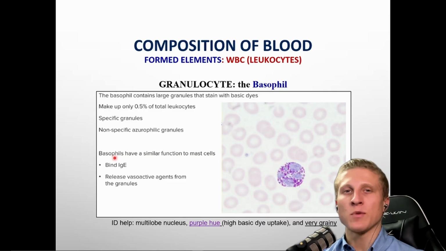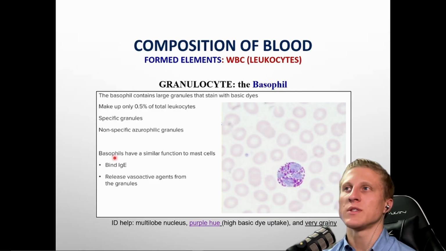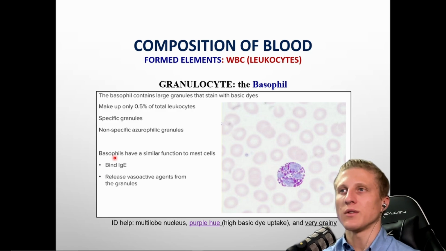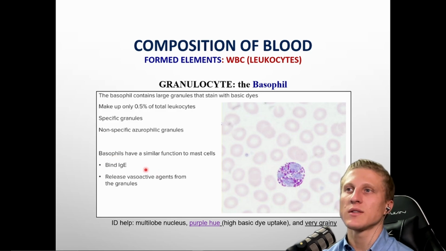Whereas our adaptive immune system is going to be focused on things that we've seen before that we really want to get rid of really quickly. So basophils help notify our immune system that we have a problem in a particular area and recruit more cells to the region. Part of that recruitment process is going to be this function of releasing vasoactive or vasodilatory agents.